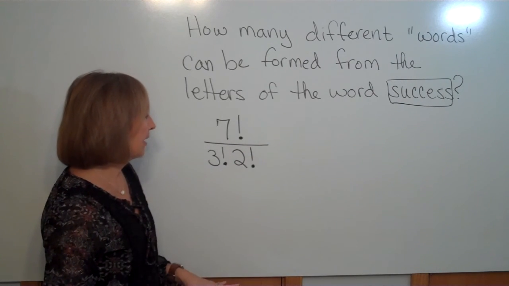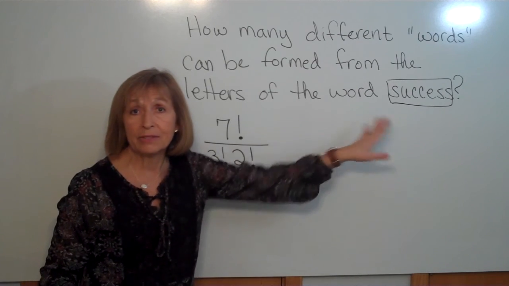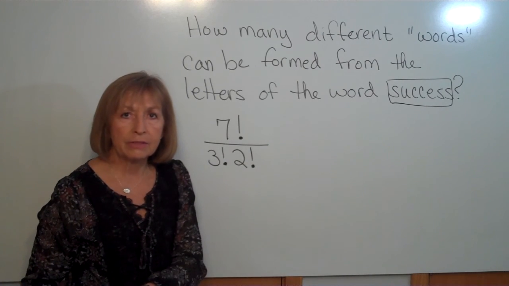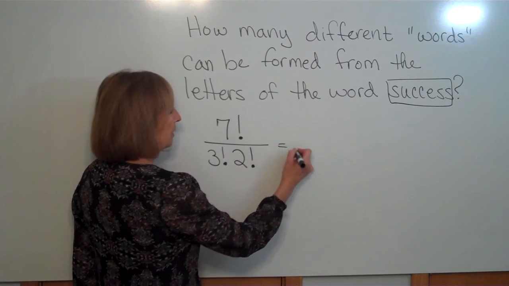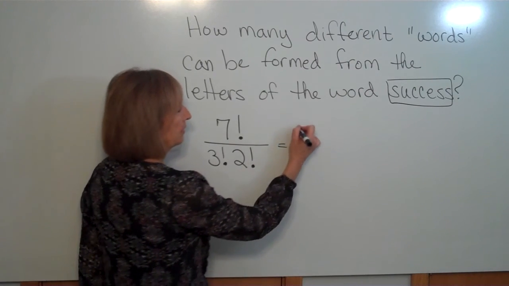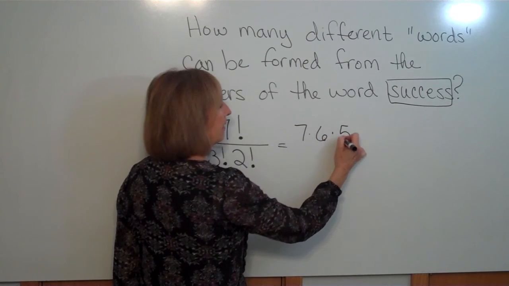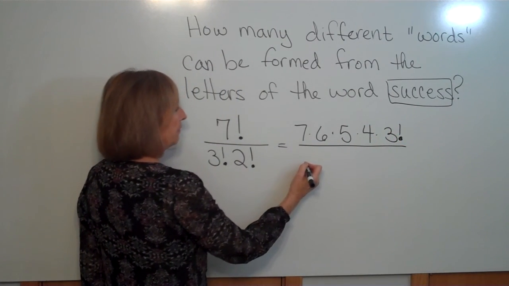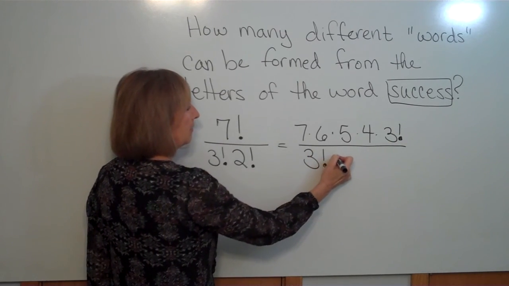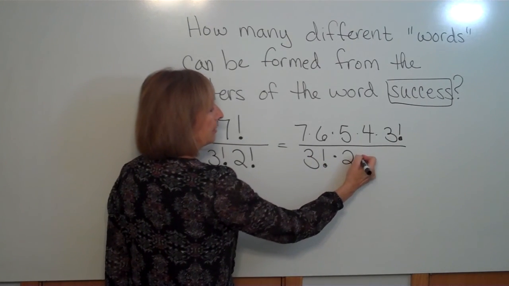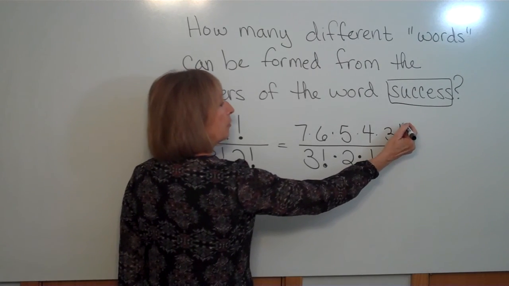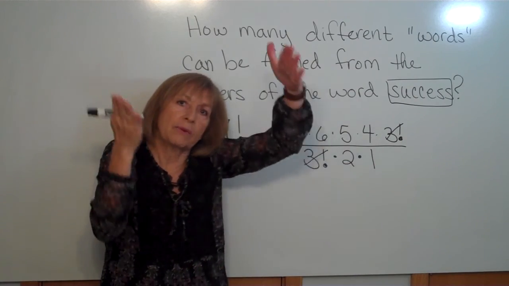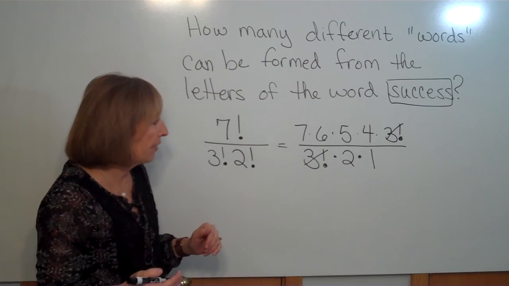If I had other repeating letters in there, I would keep going with all of the factorials multiplied of the letters that repeat. And when I work through this, I see 3 factorial is my bigger one. So I have 7 times 6 times 5 times 4 times 3 factorial, divided by 3 factorial times 2 factorial, which I'll multiply out as 2 times 1. The 3 factorials both encompass 3 times 2 times 1, so I can cancel them out as a common factor pair.